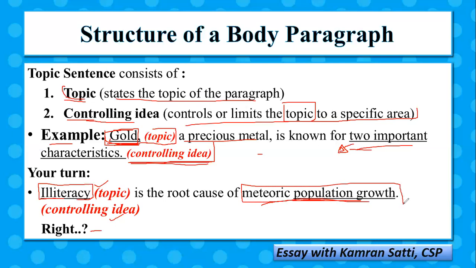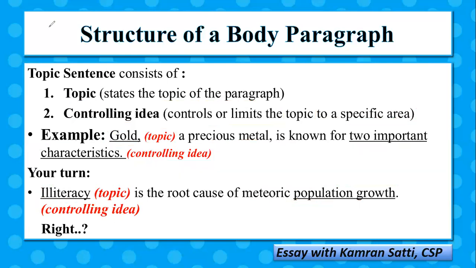We are talking about the causes of population growth, but in this particular body paragraph, we will only be talking about one cause, and that cause is illiteracy. So the topic is population growth and the controlling idea is illiteracy. The topic of the topic sentence doesn't have to be the first word. You can place it anywhere, but it has to be in the first sentence of the paragraph. I hope the concept of controlling idea is clear, and that you realize why it is very important and needs to be adhered to religiously.